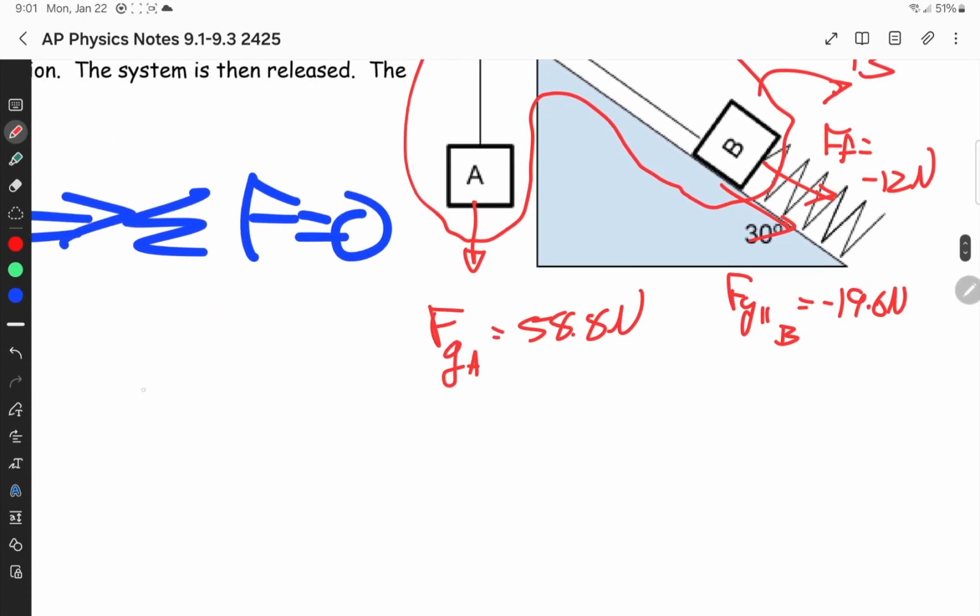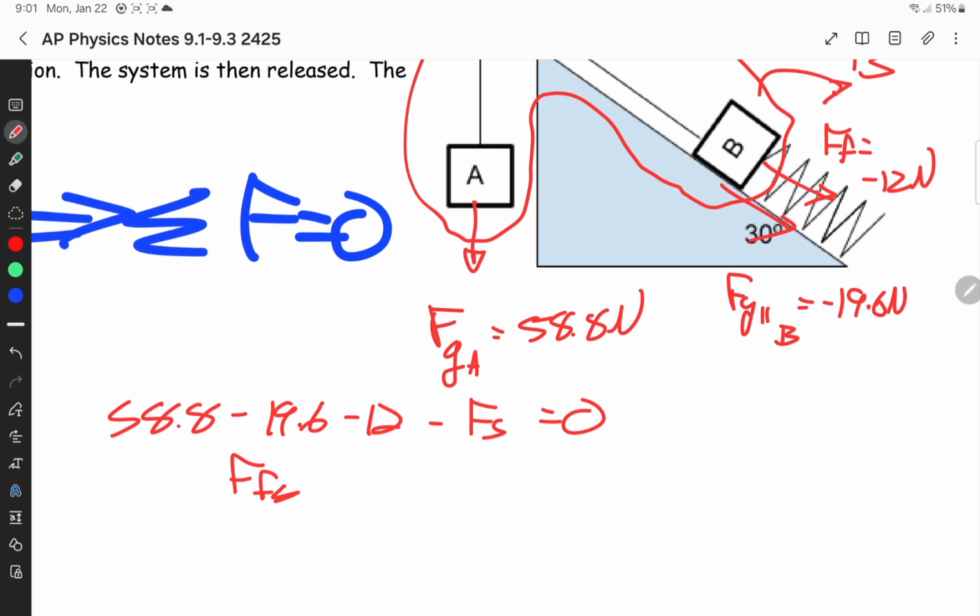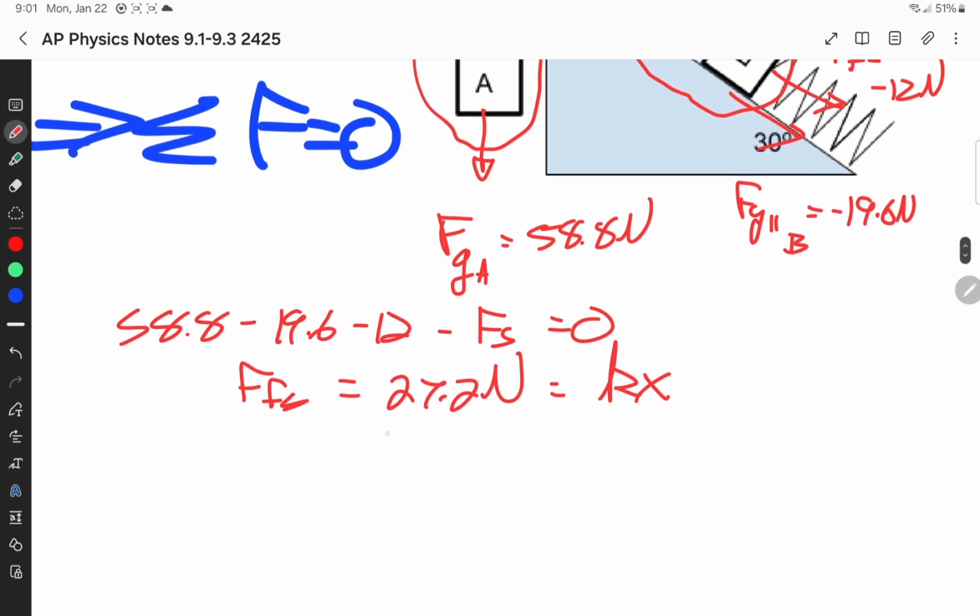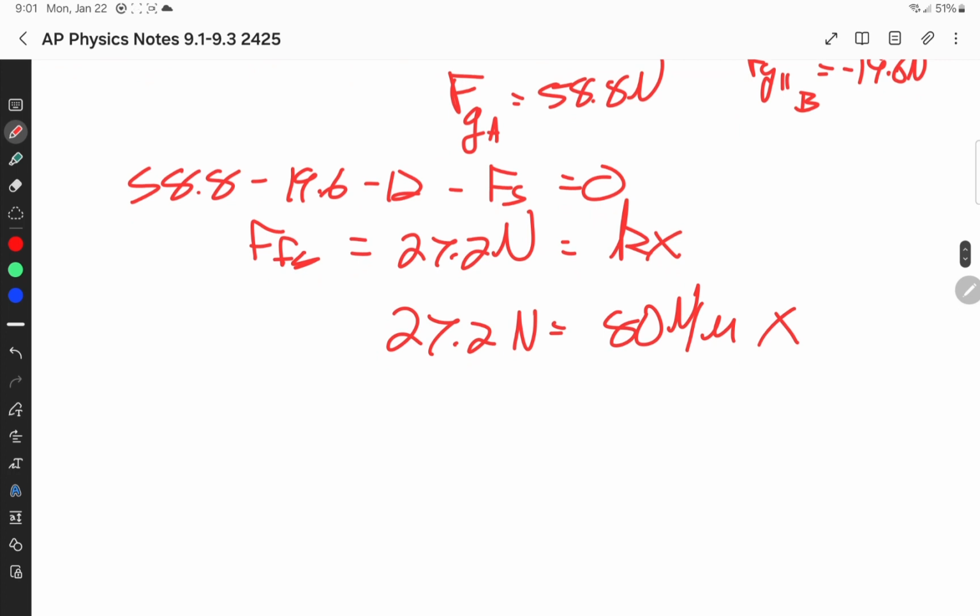So let's see, we got 58.8 minus 19.6 minus 12 minus the force of the spring has to be 0. Algebra, algebra, algebra. Solve for the force of the spring, and you get 27.2 newtons. And that's equal to k times x, right? So now I'm just going to go 27.2 newtons equals 80 newtons per meter times x. Divide both sides by 80, and you get x equals 0.34 meters.